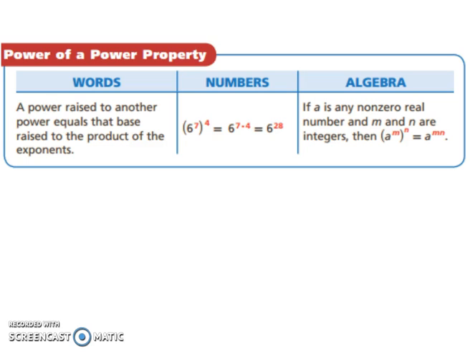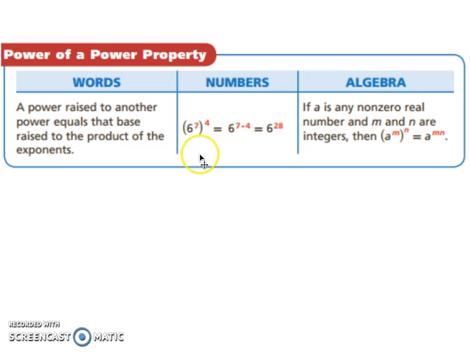Power of a power property. A power raised to another power equals that base raised to the product of the exponents. Let's look at an example. If we have the quantity 6 to the 7th, that quantity to the 4th, you're going to have 6 to the 7 times 4. So whenever you have a power to a power, you multiply.